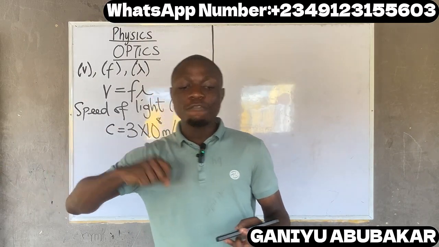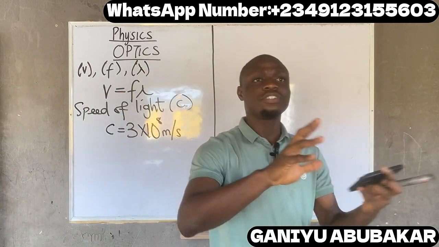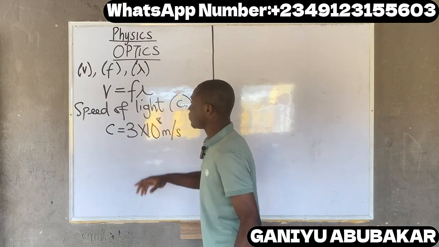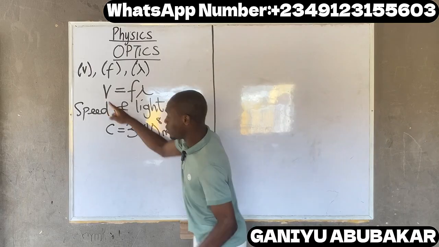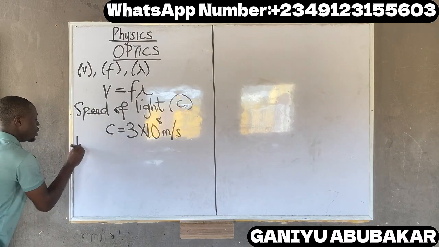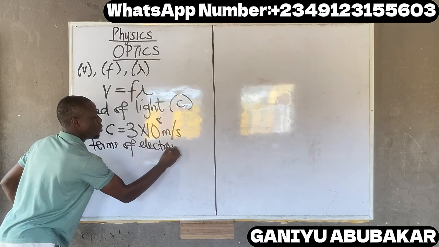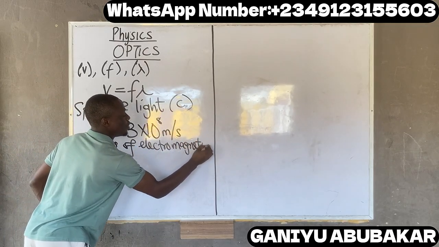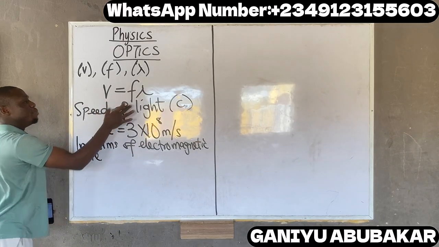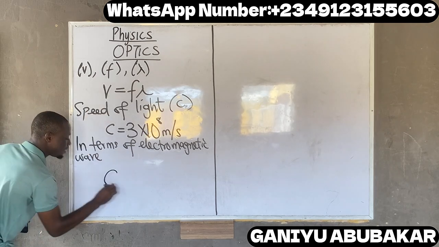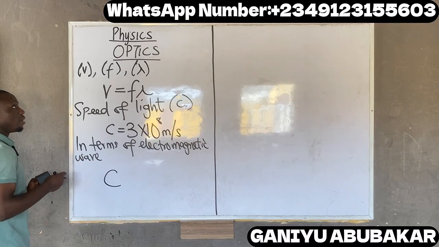So we said that both light and the electromagnetic wave travel at the speed of light. So it means that if I want to write my relationship, I won't write V. In terms of electromagnetic wave, my expression becomes not V now, but C, the light speed, obviously.